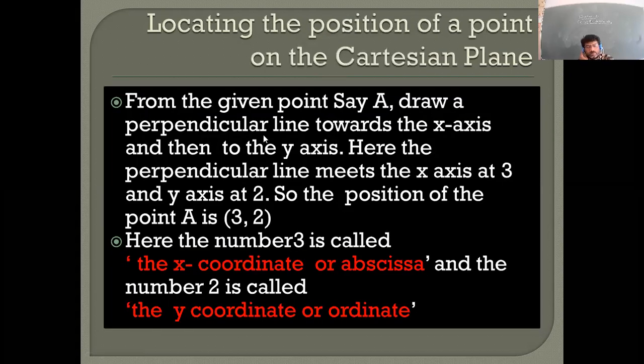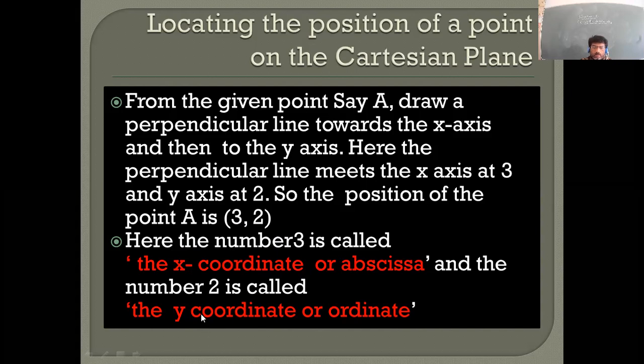We have seen that from point A we draw a perpendicular line to the x-axis and then to the y-axis. Here the perpendicular line meets the x-axis at 3 and the y-axis at 2. So the position of the point A is the ordered pair (3, 2). This bracket you have to read as ordered pair 3, 2. The first number, 3, is called the x coordinate or abscissa, and the second number, 2, is called the y coordinate or ordinate.